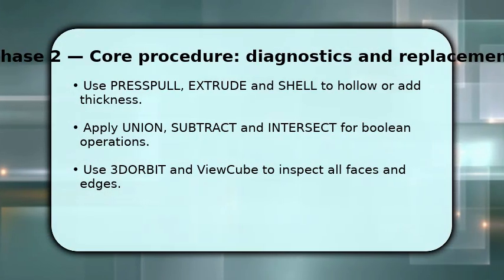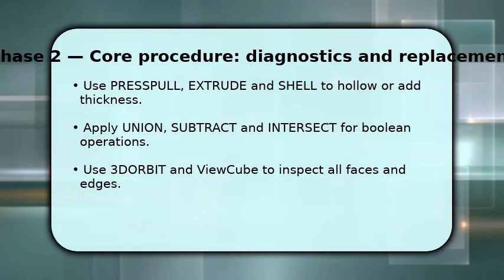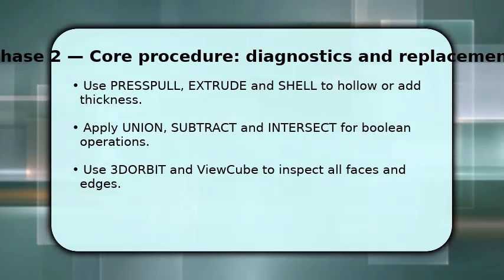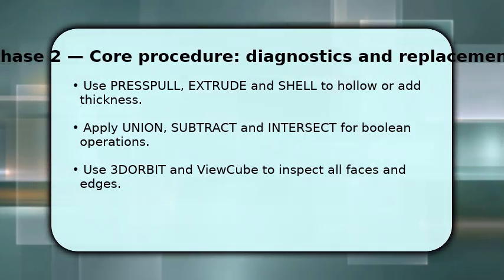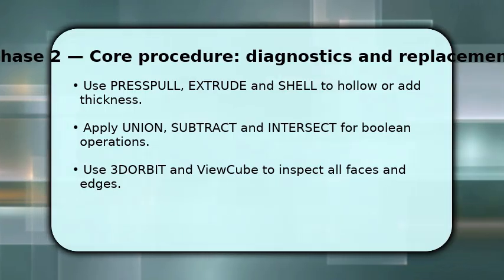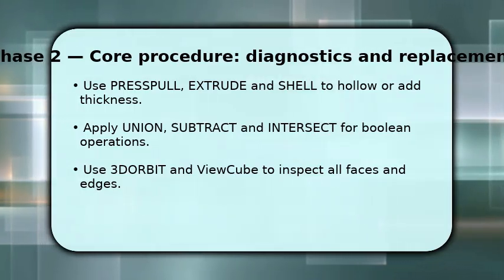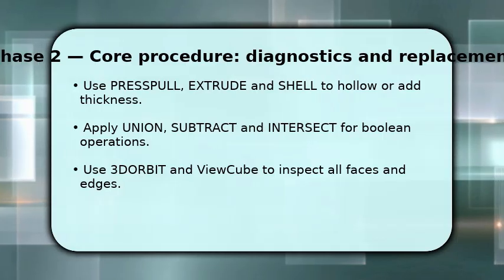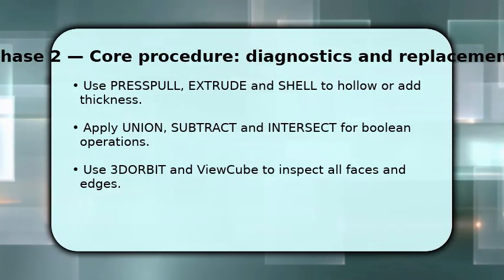Once you have solids, refine form with tools that add or remove material. Use Presspull for quick face edits, extrude for ribs and slots, and shell to hollow a part. This controls wall thickness. Combine bodies with union or remove volumes with subtract.